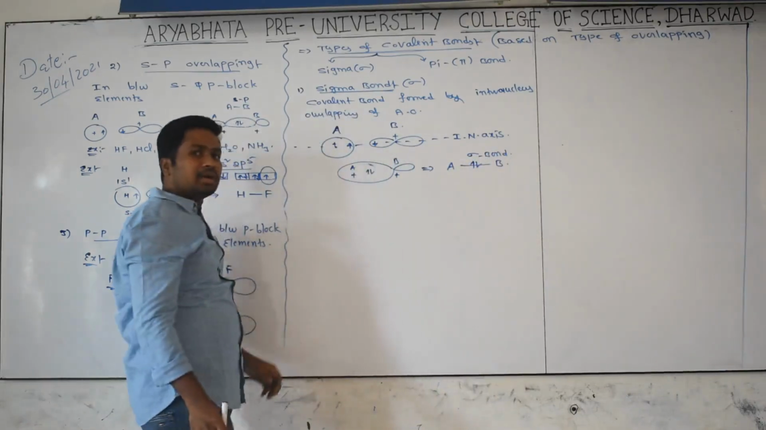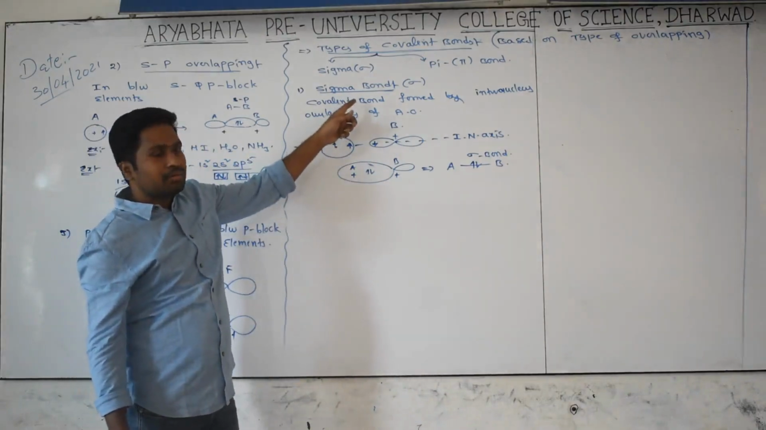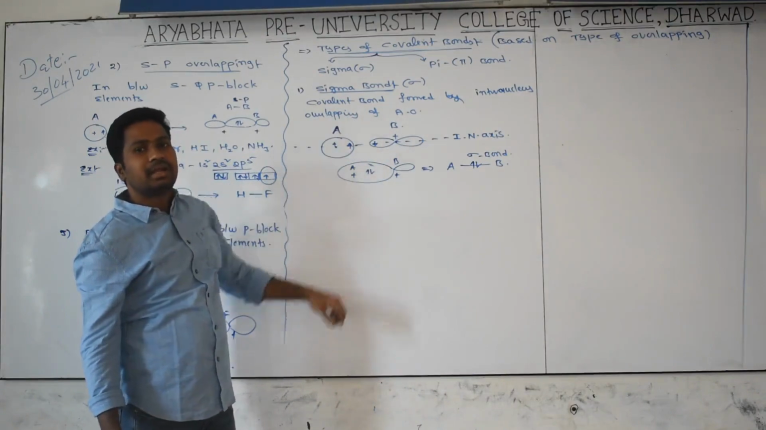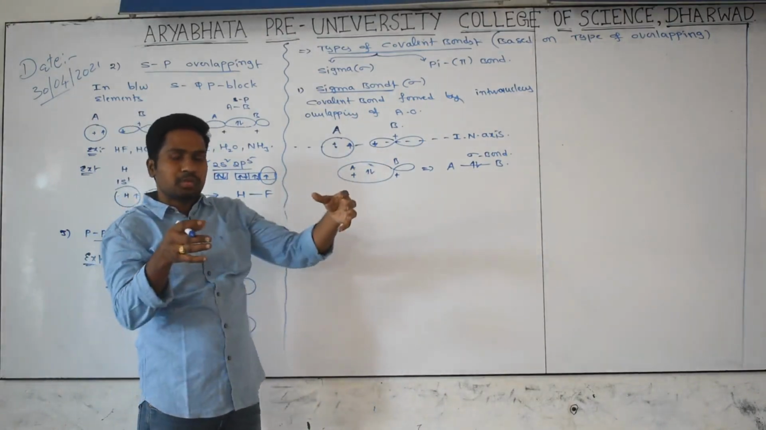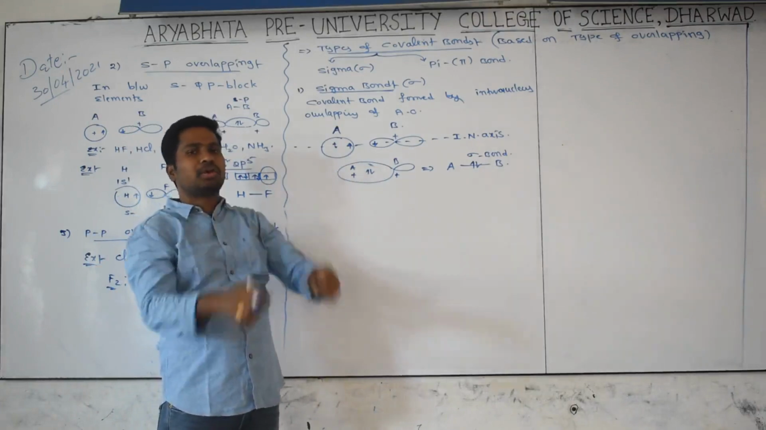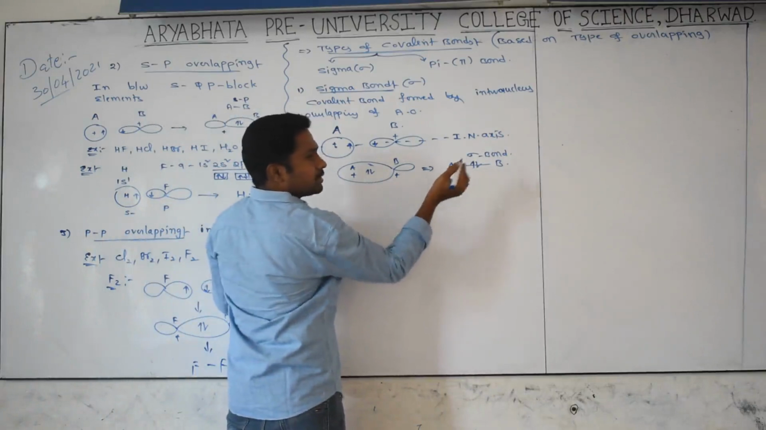Can you tell me one clarity regarding sigma bond? The sigma bond is a covalent bond which is formed by overlapping of atomic orbitals along the internuclear axis. It means the two atomic orbitals should come onto the internuclear axis, then we get a covalent bond, which is called a sigma bond. Okay, now later we have to discuss some other things.